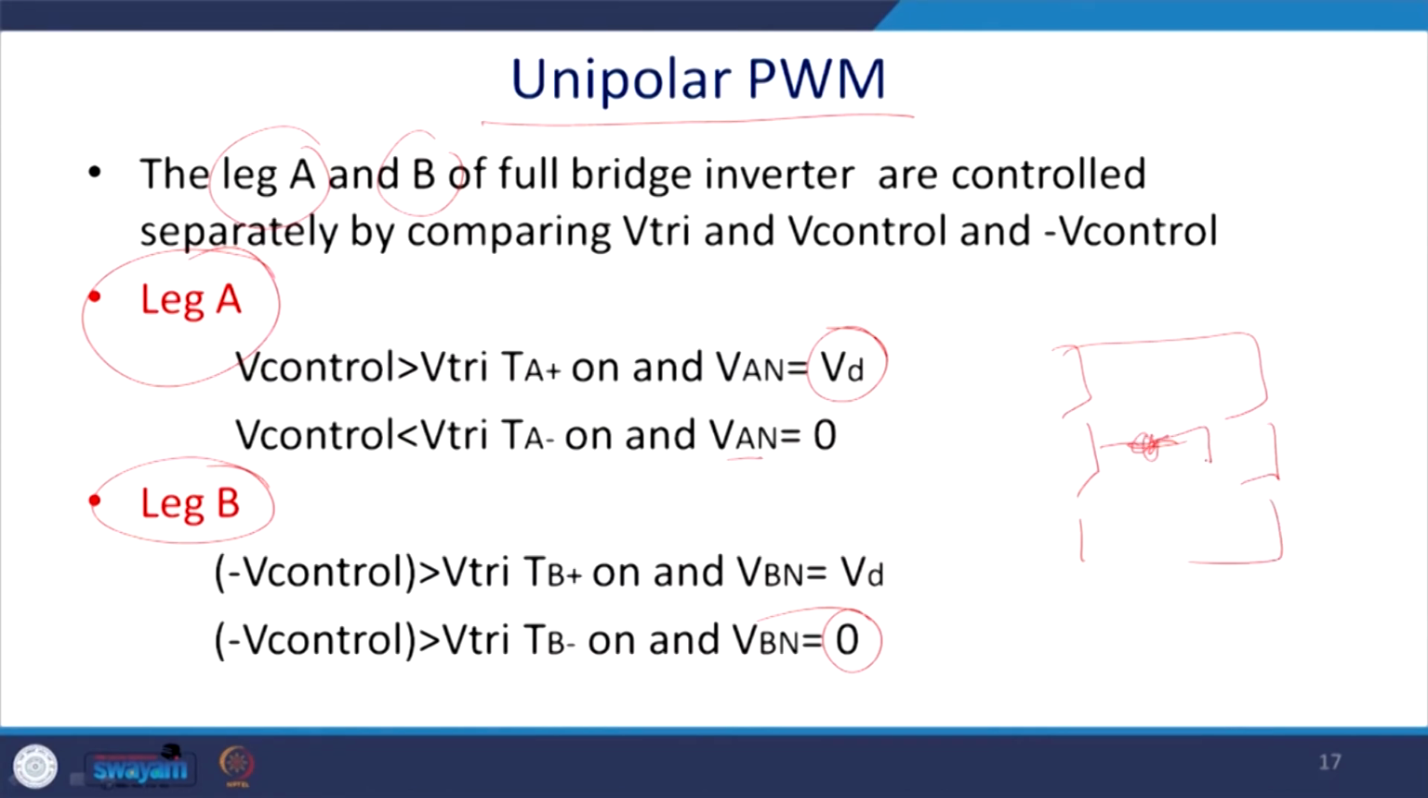So, this is the load to be connected in between. So, A and B you are interested to take the voltage. If there is the same voltage they will cancel. So, minus V control is greater than V tri, then TB will be on, and ultimately you will get the VBN equal to VD. Similarly, if V control is greater than V tri, you will get minus TB on and that will be again this value, VBN equal to 0.